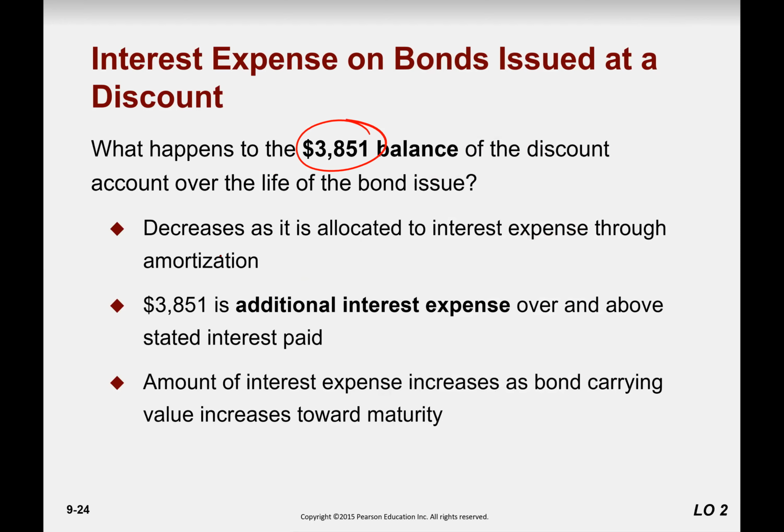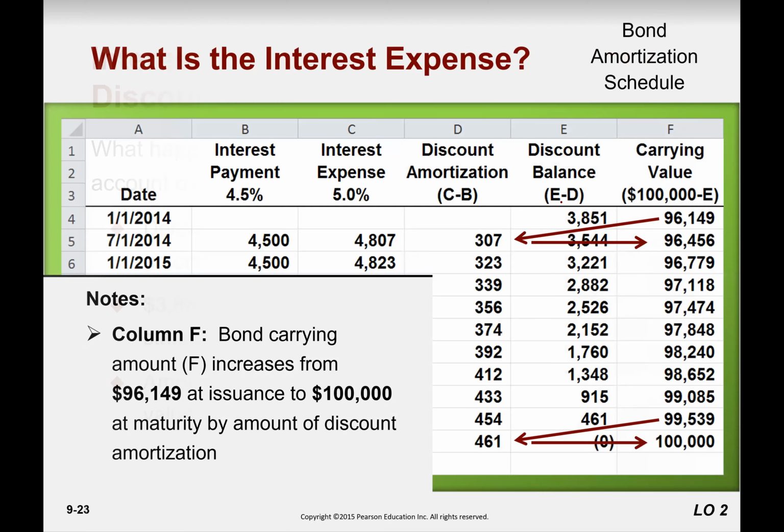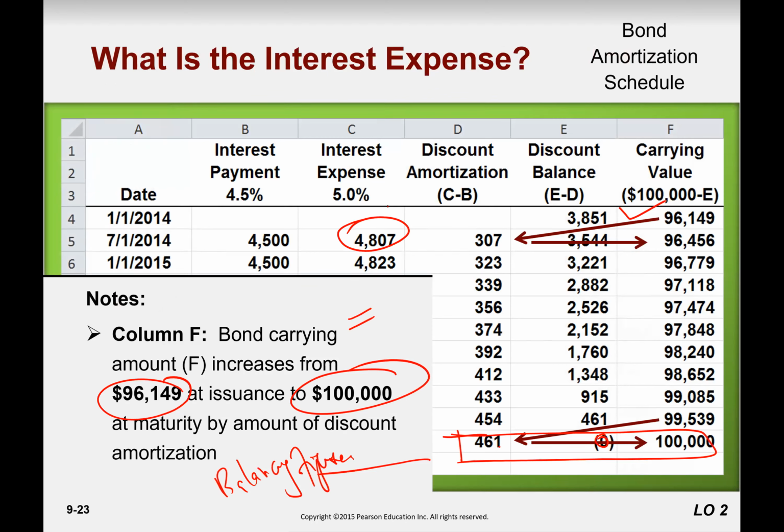So the discount basically decreases as it is allocated to interest expense through amortization. Remember, our entry would be interest expense, right? We will record interest expense, but we will pay hard cash according to the contractual interest payment. So we record this in our books, and we pay actually this, and the difference is amortized.